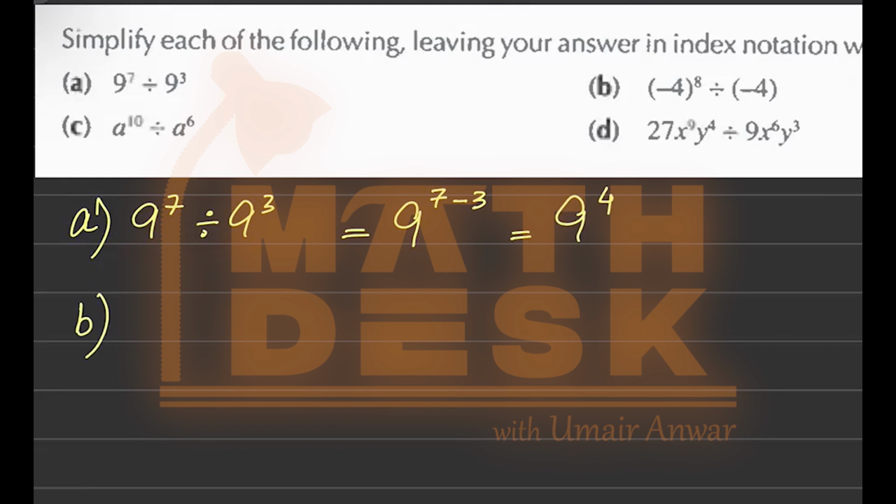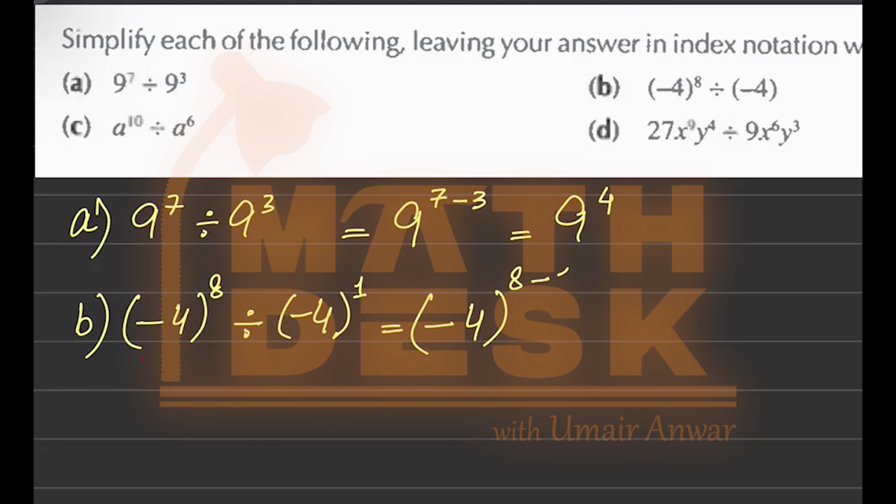Part B, it says minus 4 raised to 8 being divided by minus 4, and there is no index over here, so that means the index is going to be 1. Now again we have the same base, minus 4, being divided by each other, so their indices should be subtracted. So I'm writing minus 4 as the single base, first index 8 minus the second index 1, so it would become minus 4 raised to 7.